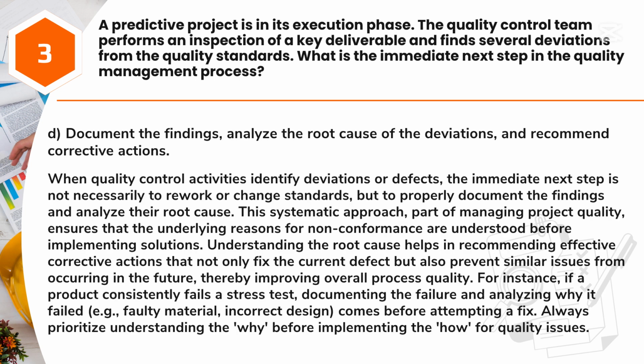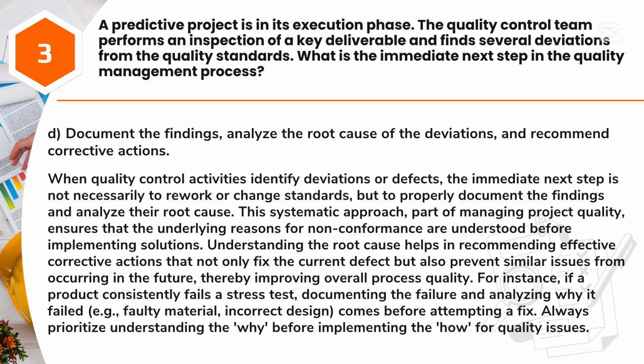Answer: D. Document the findings, analyze the root cause of the deviations, and recommend corrective actions. When quality control activities identify deviations or defects, the immediate next step is not necessarily to rework or change standards, but to properly document the findings and analyze their root cause. This systematic approach, part of managing project quality, ensures that the underlying reasons for nonconformance are understood before implementing solutions.